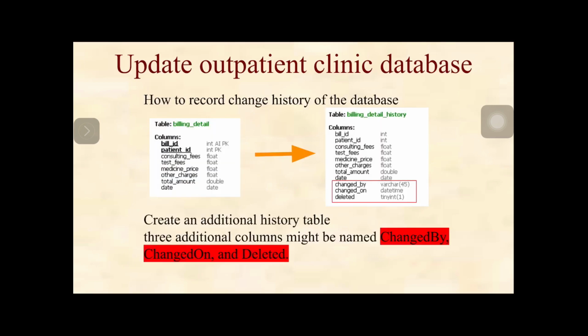For every table whose history of changes needs to be checked, we need to create an additional history table. This history table would have the same schema as the original table plus 3 additional columns to capture who made the change and when, and whether the change was the deletion of the record. These 3 additional columns might be named change by, change on, and deleted.